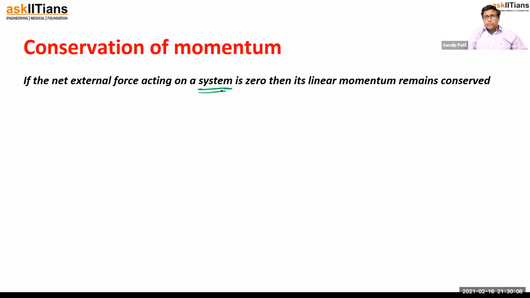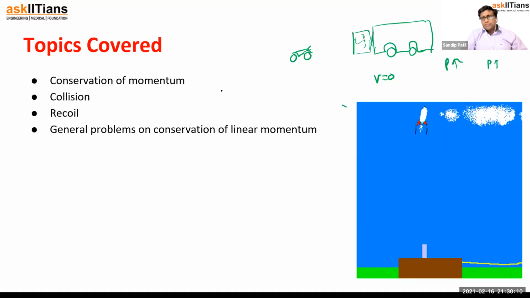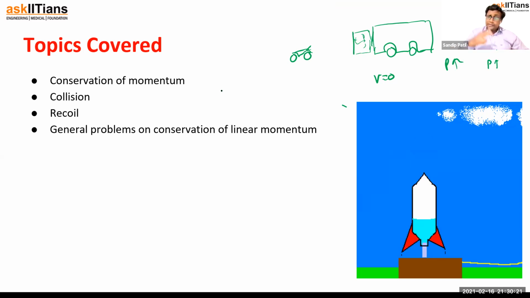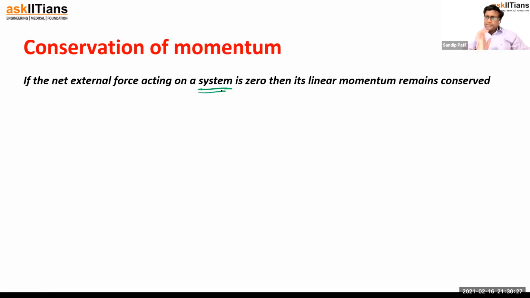Why? You can see here in the first example, we have taken that bike and truck, two objects, not a single object, right? Bat and ball. Yes, there are two objects. Then also we talked about the bullet fired from the gun. Yes, two objects are there, right? So you can see system means there are more than one object. That is called a system.